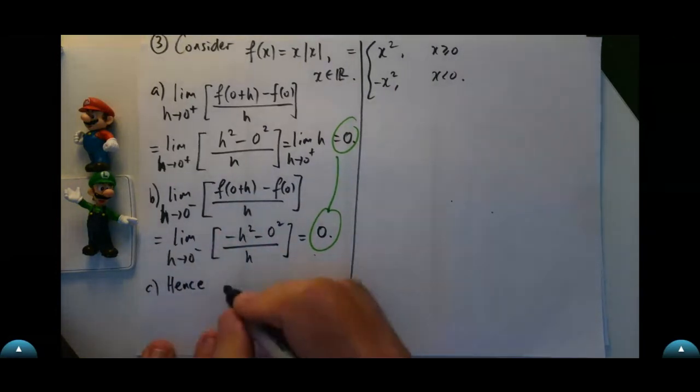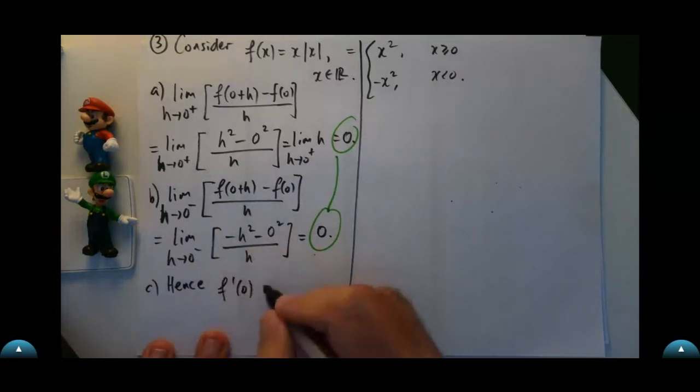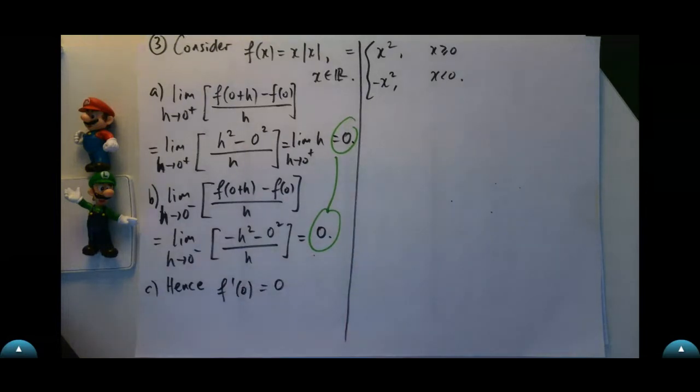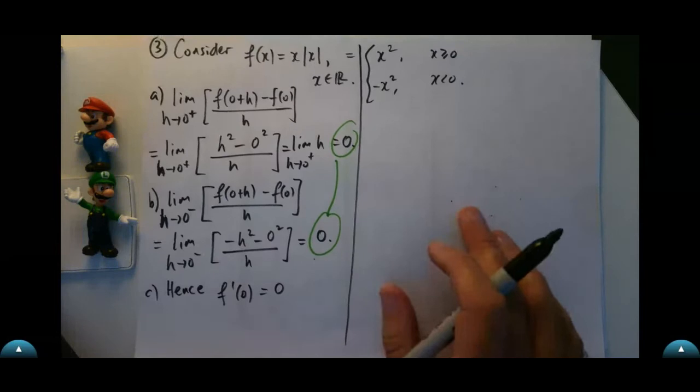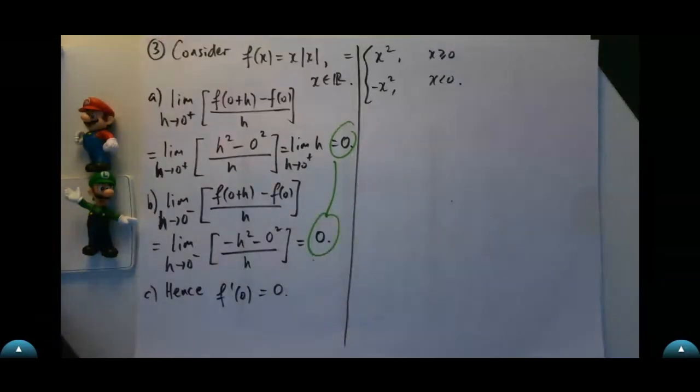And so, hence, f dash equals 0. Okay? State the value of f dash. That's exactly what we wanted.